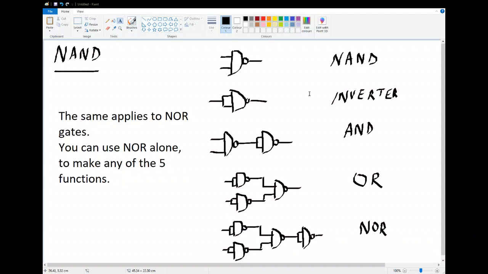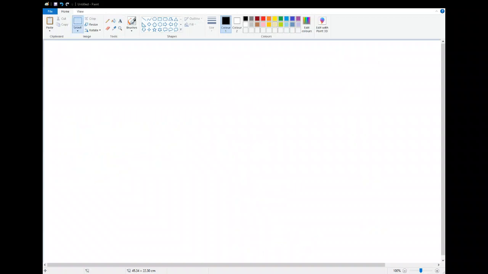And the same applies to NOR gates. You can use just NOR gates to make all of the functions. So I'm going to show you how you can make any Boolean expression just using one type of gate. But in order to do that, we need to play a game.